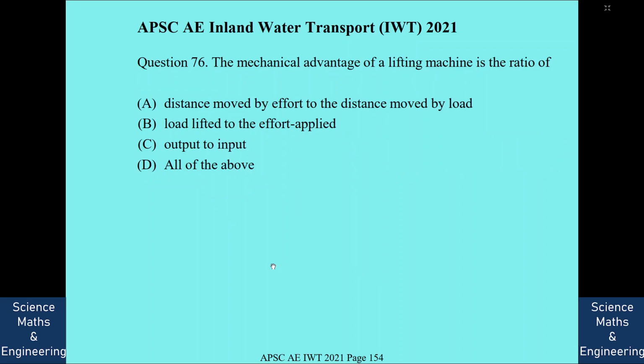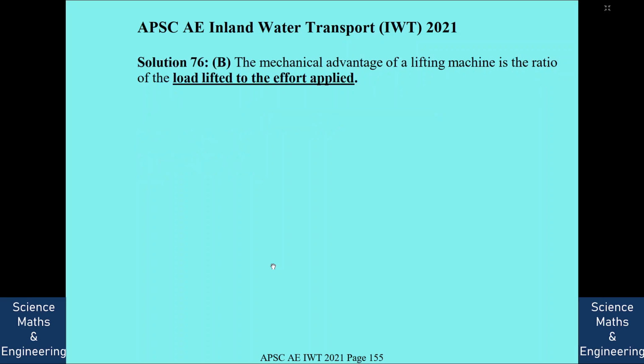Okay, so next. The mechanical advantage of a lifting machine is the ratio of A, distance moved by effort to the distance moved by load, B, load lifted to the effort applied, C, output to input, or D, all of the above. The answer is, mechanical advantage of a lifting machine is the ratio of the load lifted to the effort applied.